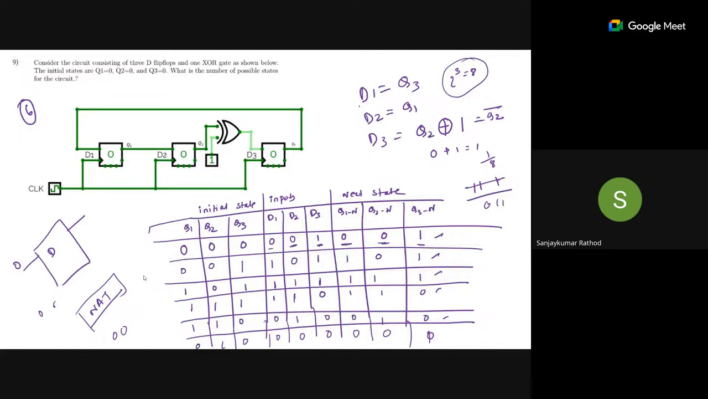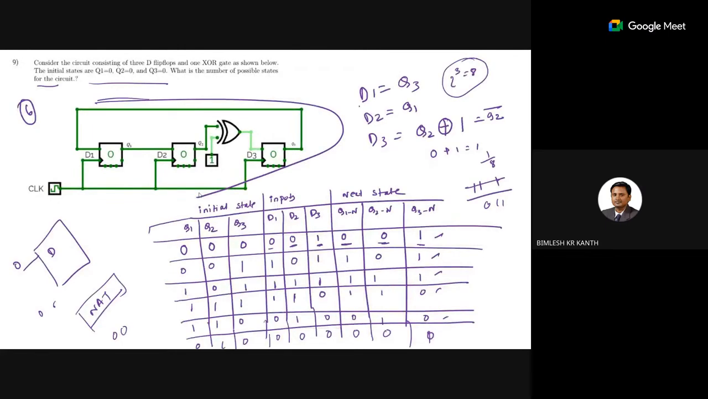If you ask how many states there are, do we skip the last one here, because it's repeating the initial state? No. What are the numbers of possible states for the circuit? You have asked about the whole circuit, not what comes after 000. So if I want to count, then I should count Q3, right? Yeah, you can count. So we are counting only the column of either the initial state or the next state.